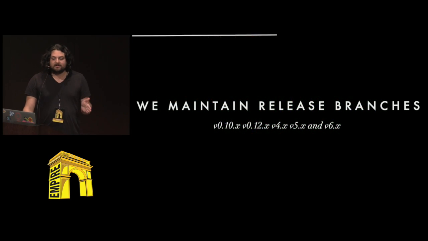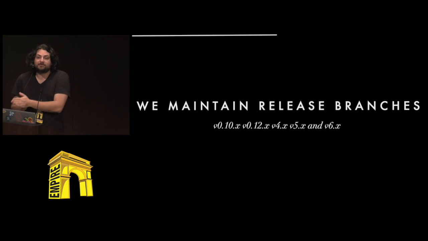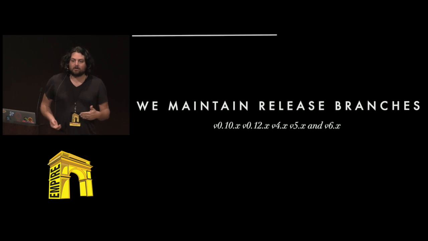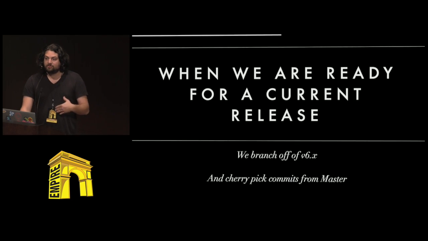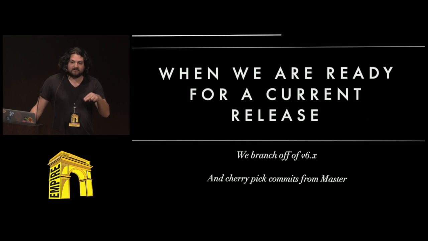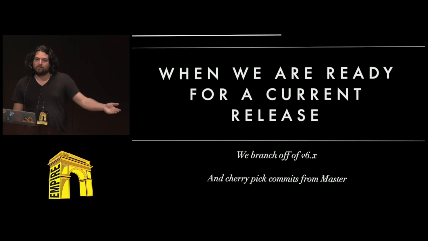So we maintain release branches. For each of the release streams, we have a branch that is specifically where we start whenever we're going to do a release. We have 0.10.x, 0.12.x, 4.x, 5.x, and 6.x. Each of these release branches is what we branch off of when we're going to do a new release. So, for example, when we're ready to do a new current release, we'll branch off of v6.x to make a v6 point release. In this case, we're on v6.2 right now, so we'd make a v6.2.1 if there are no Semver minors, or v6.3 if there are. We'll add them all in there, and we'll cherry-pick those from master, and we'll go through the whole release process.